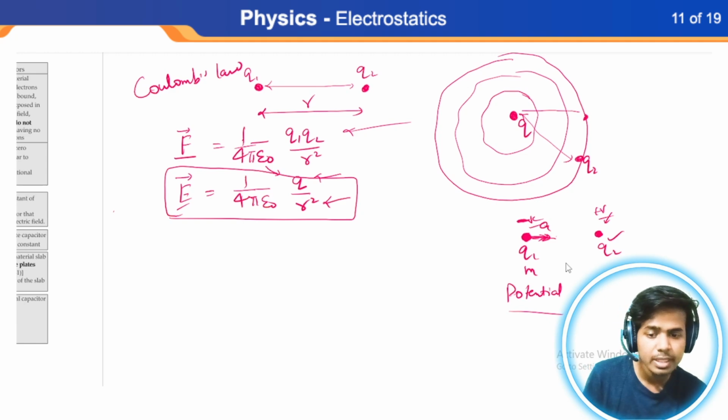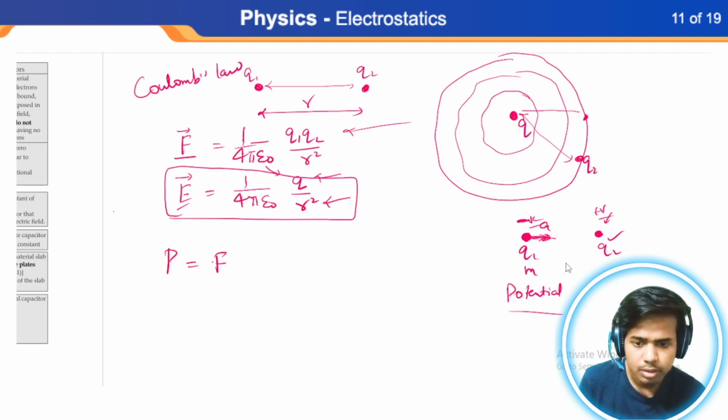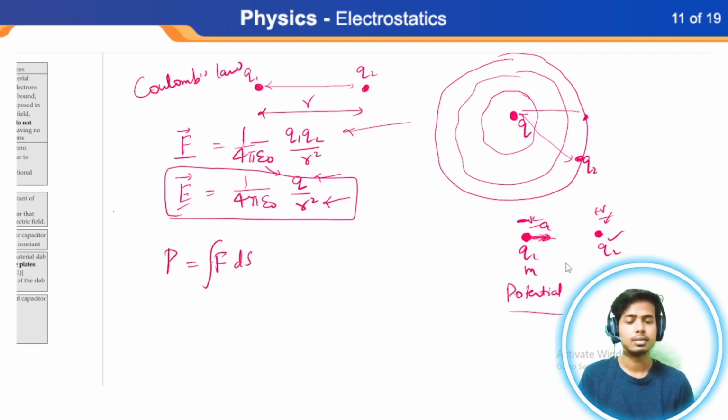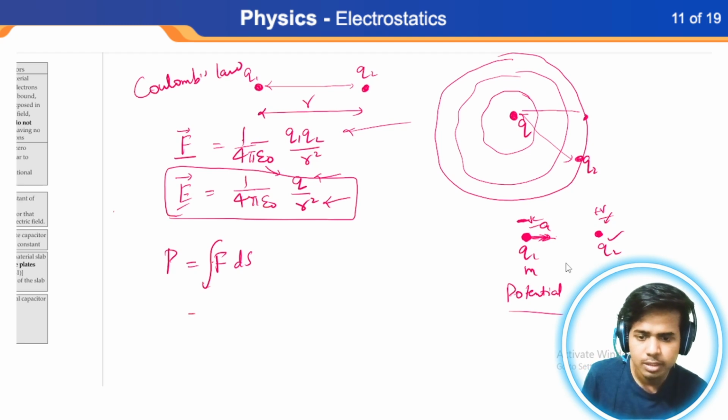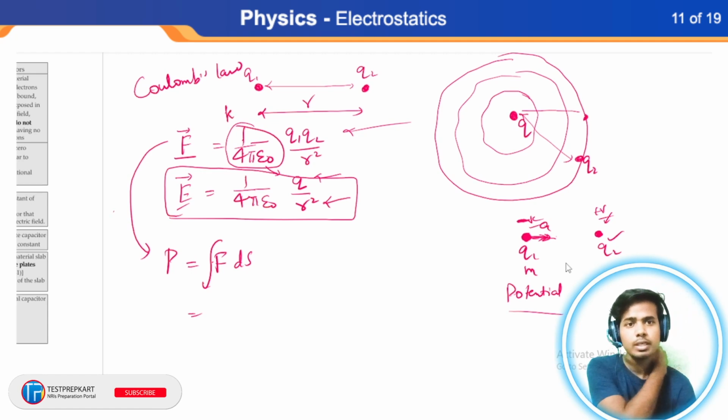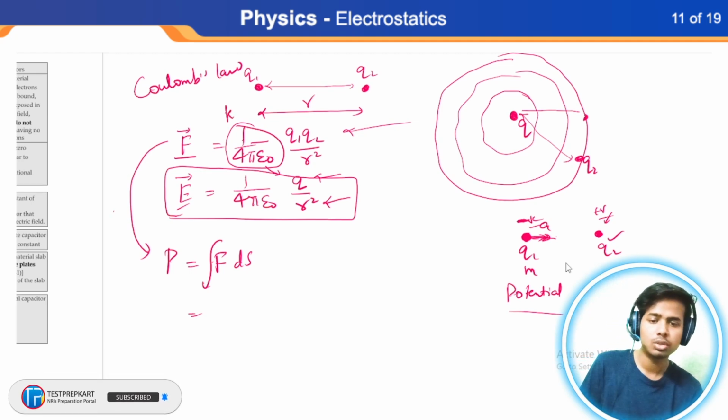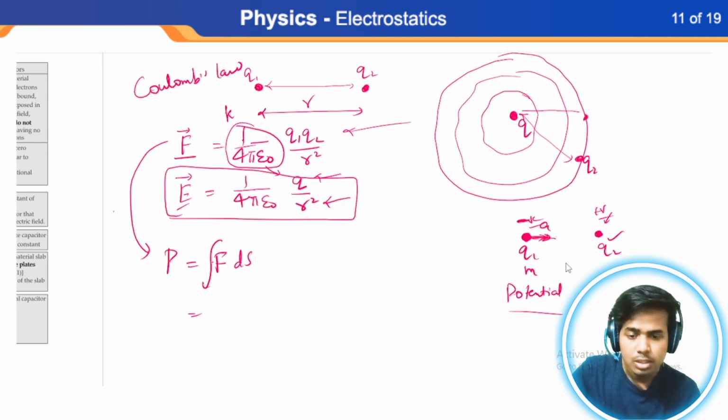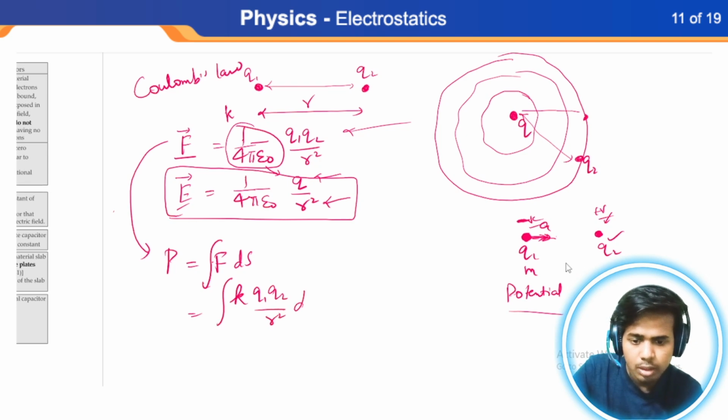So the potential energy can be equated with this thing, integral of F ds, because whatever work the second charge is doing on the first charge, that is what its potential energy gain is, right? And let's replace this whole thing 1/4πε0, we will call it k, because the whole thing is a constant. So k q1 q2 upon r square, the whole thing integral of dr.